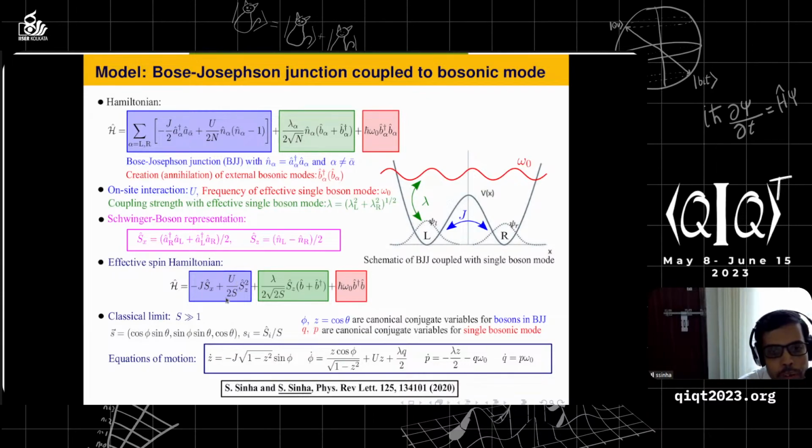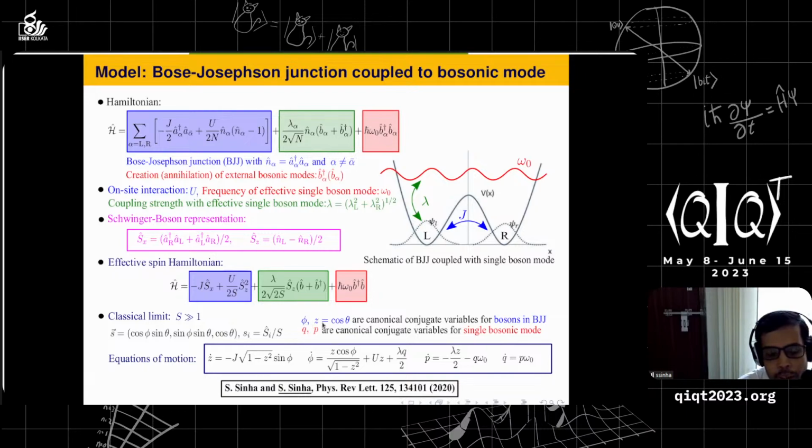When you write it in the spin Hamiltonian, this represents a very large spin, or large magnitude. So we can easily go to the classical limit where S is much larger than 1. Spin can be represented by two angles: phi is the usual angle in the XY plane, and theta is the angle with the Z axis. So we can also introduce another dynamical variable, which are canonical conjugate to each other.